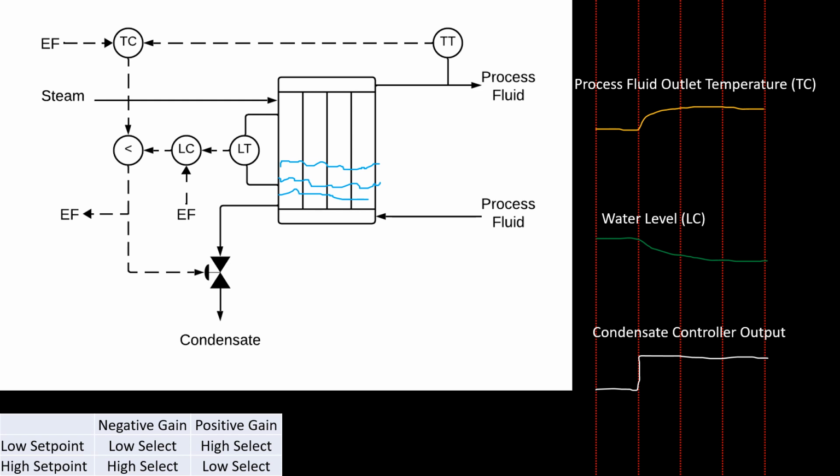if our level is getting too low, then we need to decrease the amount of condensate exiting through the heat exchanger. Since we know that condensate and water level have a negative gain, and we need a low level override controller, we have negative gain and low set point, we need a low select function block, as we can see here.